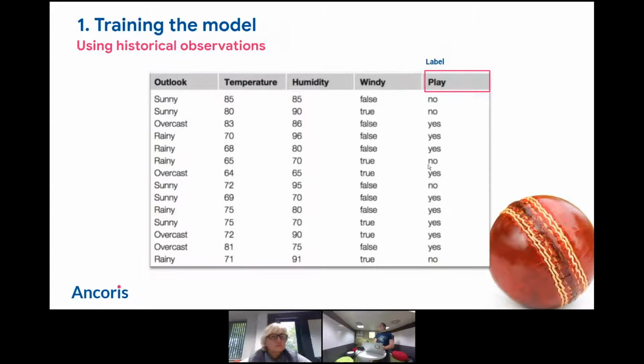So if we take this cricket example, if we didn't have any information like this that said particular outlook, temperature, etc., enabled play or not, we basically couldn't train a model. There's nothing to train it on.